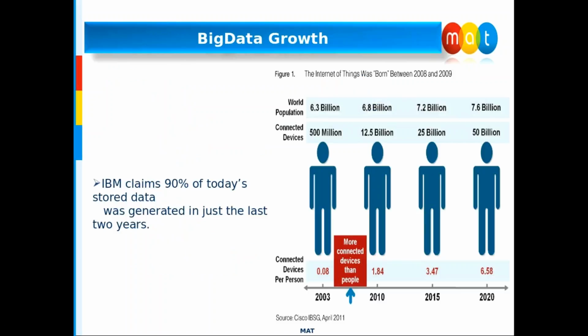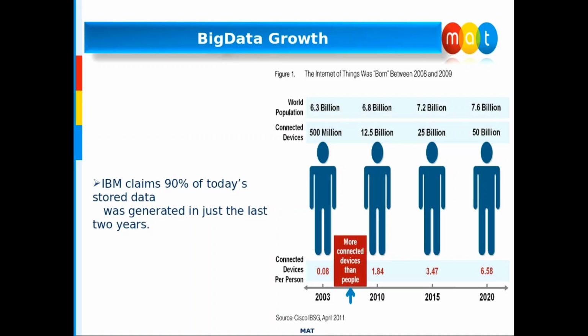Right, so there are some statistics. You might have gone through this already. In 2003, we used to have 500 million devices connected to 6.3 billion people. By 2020, we are going to see 50 billion devices connected to 7.6 billion people. Almost every person will be carrying 6 to 7 devices. Think about the amount of data which is going to be generated. A huge amount of data.